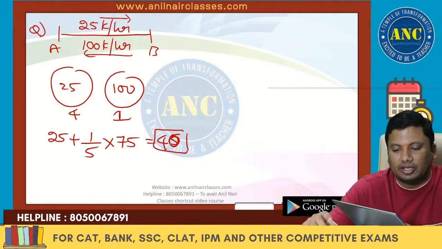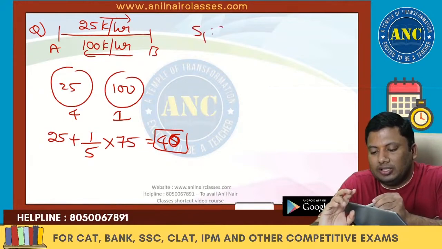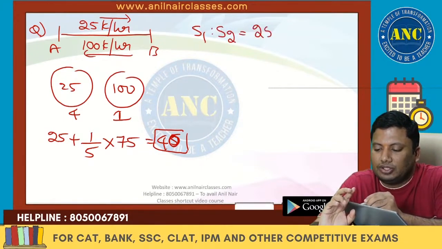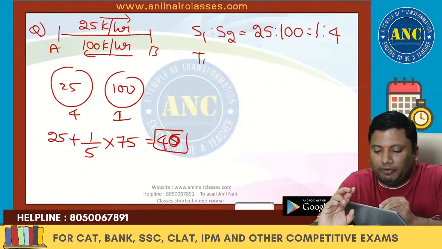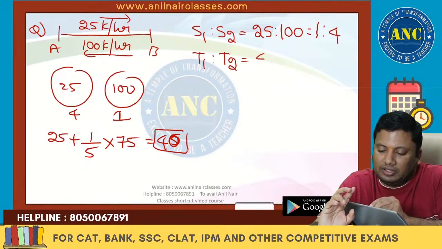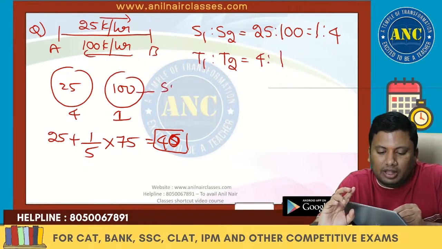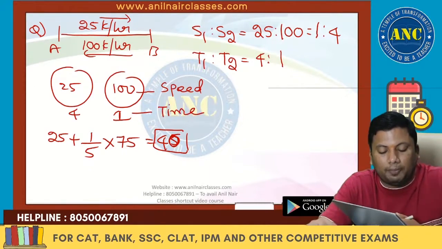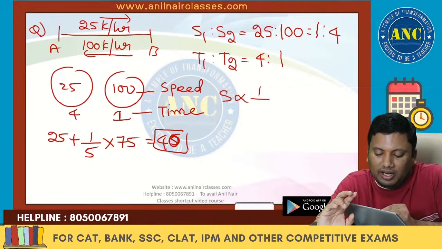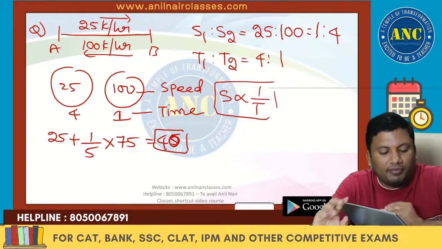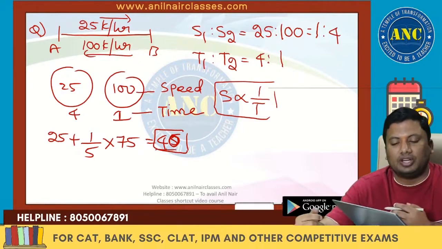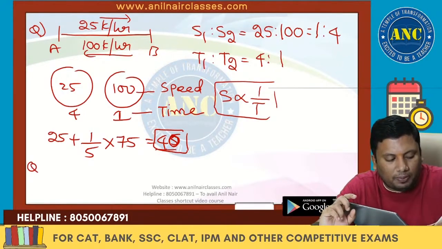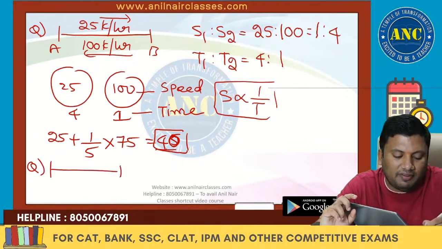It is 25. Speed ratio is nothing but 25:100, which is 1:4. Time ratio is nothing but 4:1. These are the speeds, these are the times. Speed and time are inversely proportional, so I can use the weighted average concept. 25 plus 1 by 5 into 75. Answer is 40. Just by looking at a question, with practice you will get this answer very, very fast.